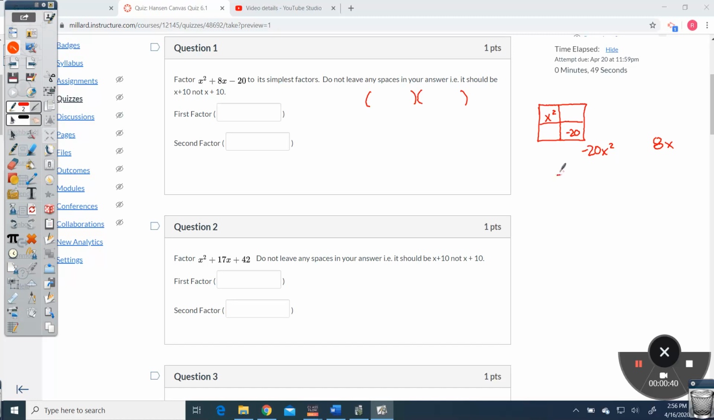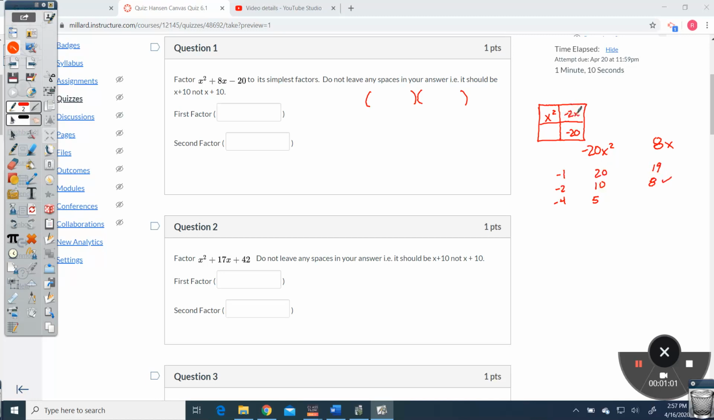So I'm going to go negative 1 and 20, negative 2 and 10. So these multiply to be 20. 3 doesn't, negative 4 and 5, and that's it. So which one of these combines to be 8? These two: 20 plus negative 1 makes 19. 10 plus negative 2 is 8. Oh, so there it is.